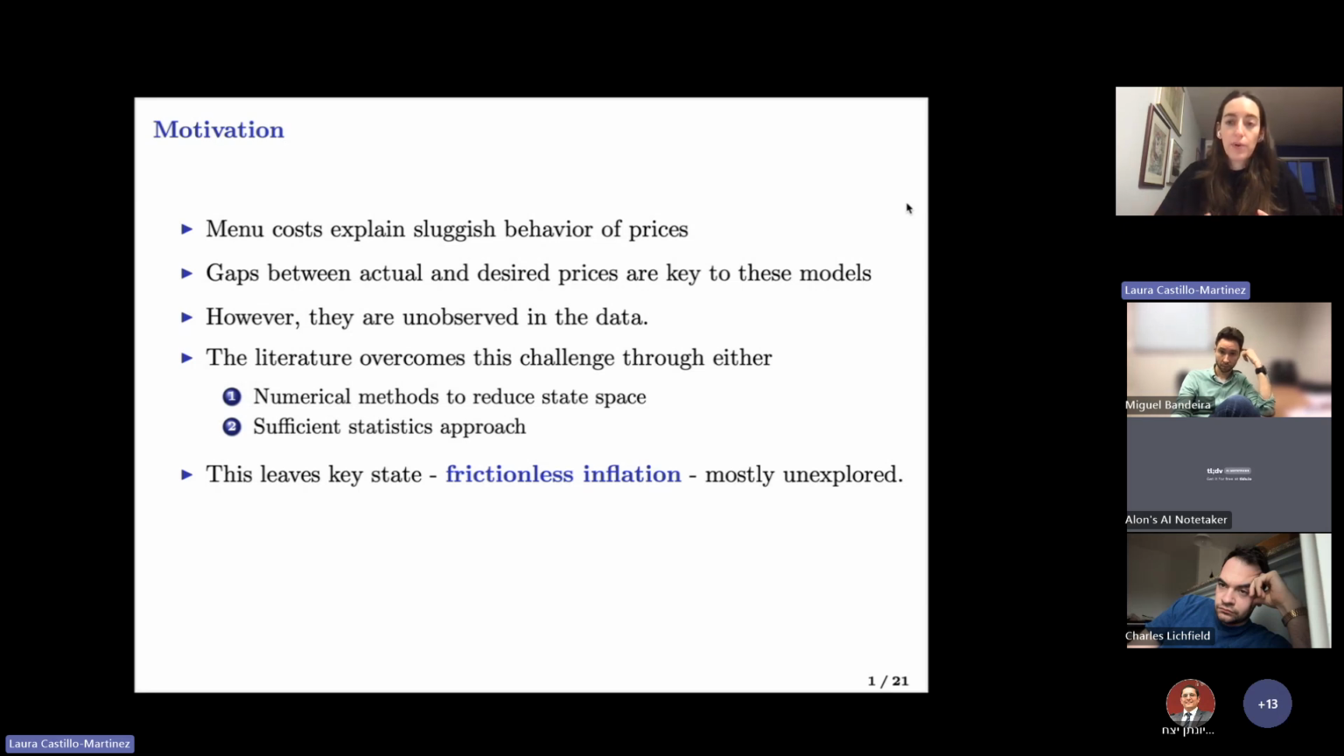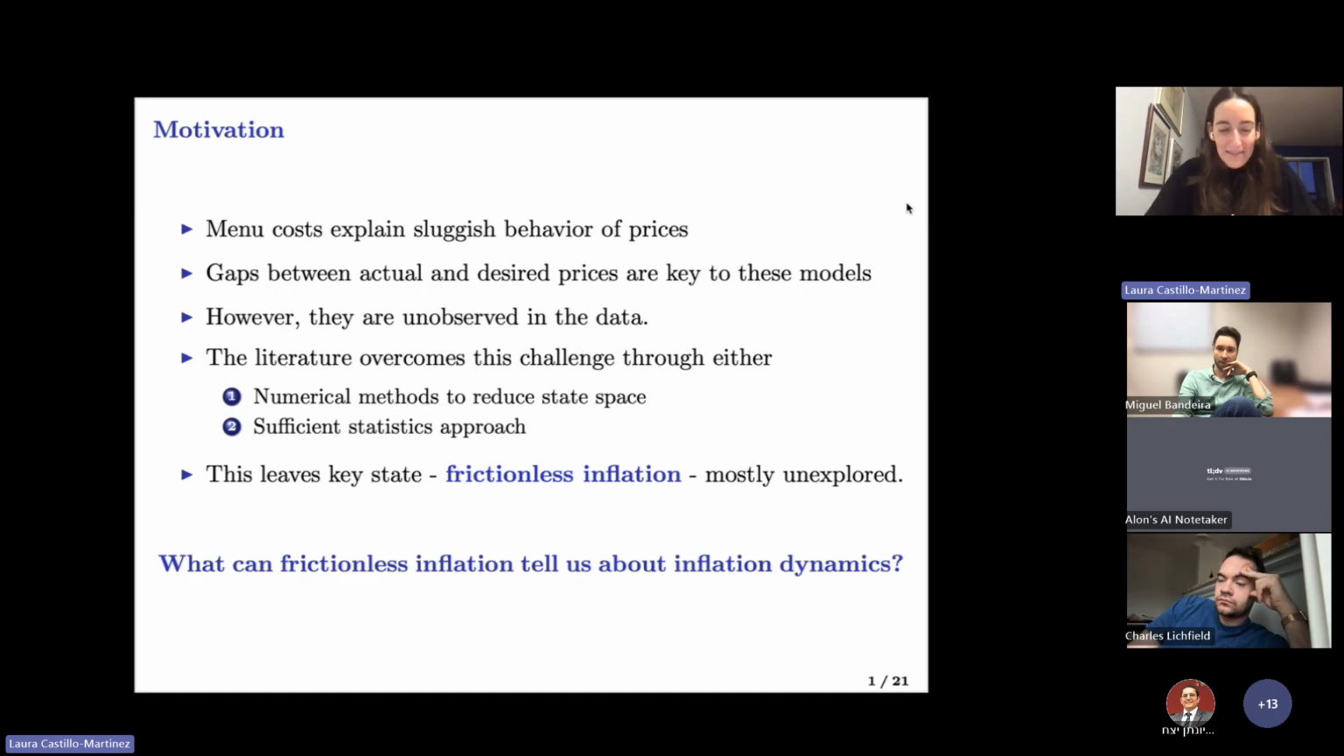And this is exactly where the focus of this paper is going to be. This object, which we're going to call frictionless inflation, we define as the inflation rate that we would observe if firms could adjust prices in the absence of menu costs.